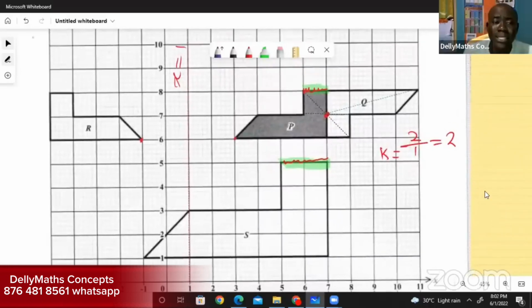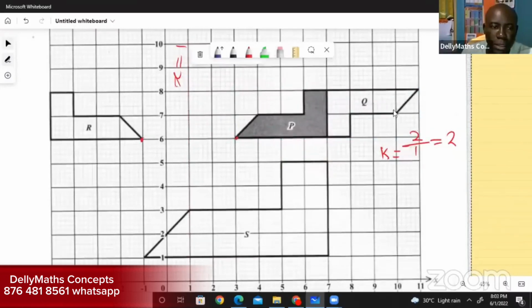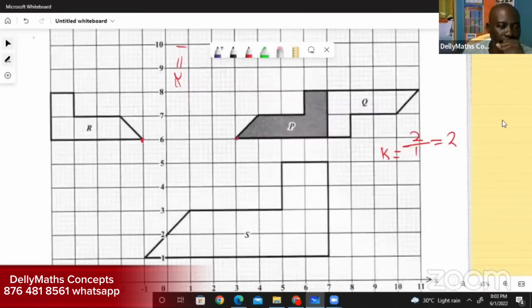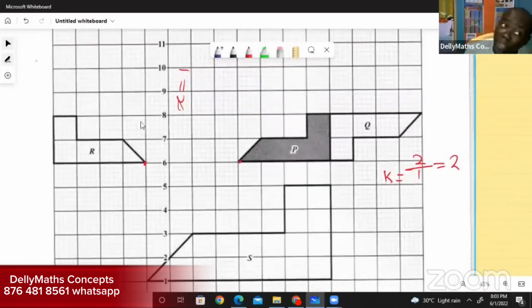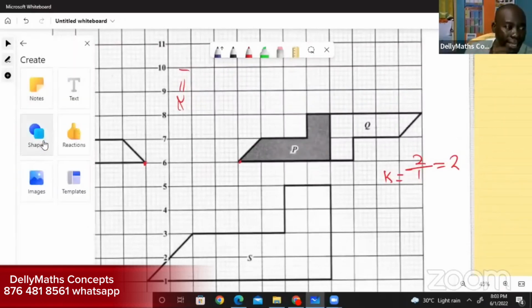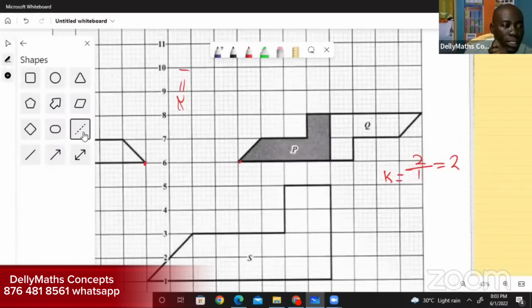Now we need to know what is the center of this enlargement. Let me take off these. The center of the enlargement: remember, you need to connect just two corresponding points, and wherever they intersect, that's the center. So I'm going to pull out this.